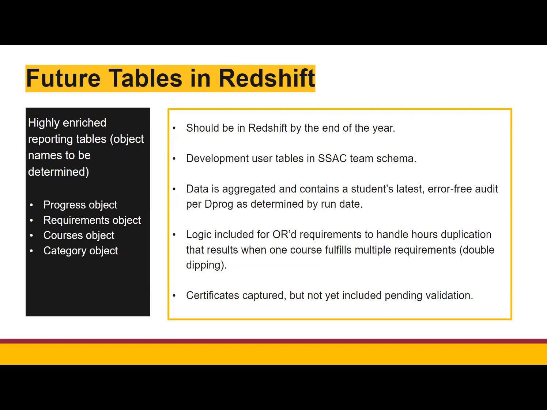The future tables in Redshift, and these are the ones I'm going to talk about in more detail if I have time, and you'll let me know. We have these, again, these will be coming in the future. We have the progress object, the requirements object, the courses object, and the category object.